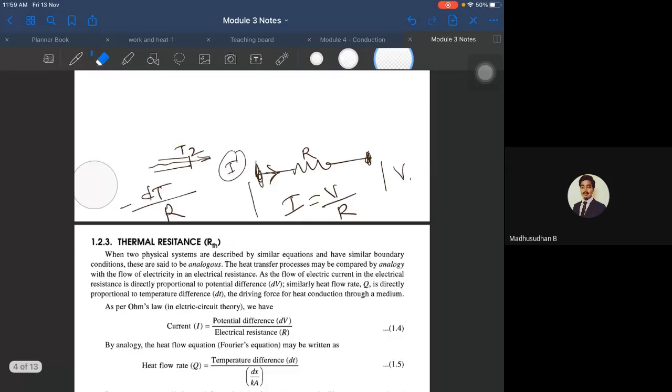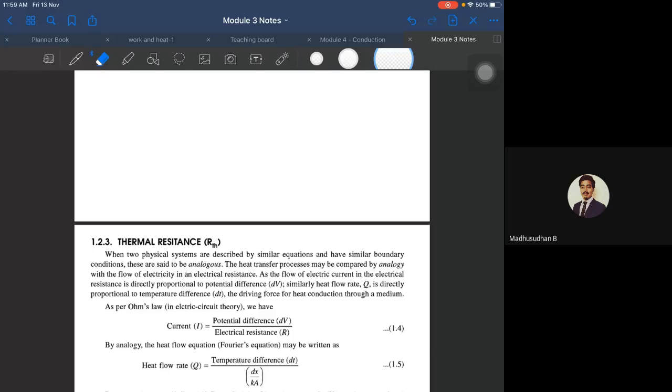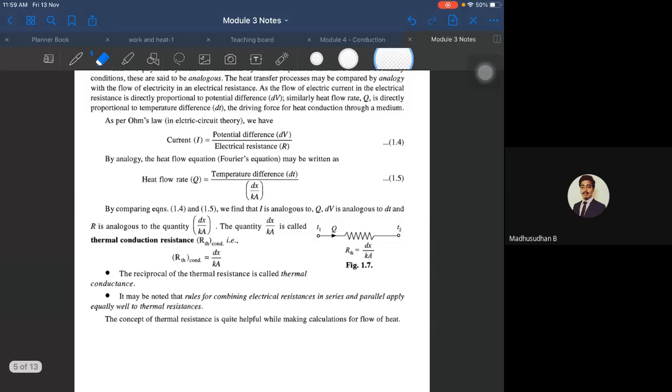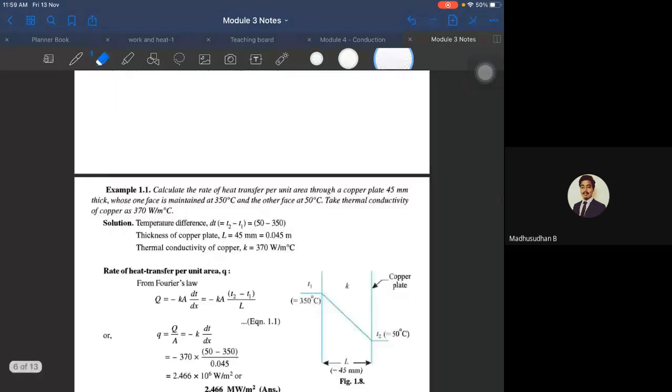The reciprocal of thermal resistance is called the thermal conductance. All these systems you will analyze very neatly when you are solving the problems. The problems are really interesting and easy. Yes, here is the problem.